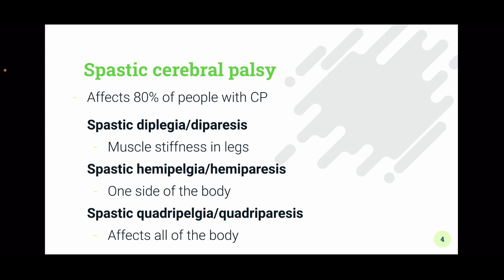And then spastic hemiplegia / hemiparesis only affects one side of the body and it usually affects mostly the arms. And then spastic quadriplegia / quadriparesis affects all of the body and it's the most severe type. And people that have this usually can't walk and have other disabilities such as intellectual disability, seizures, vision problems, hearing problems, or speech problems.